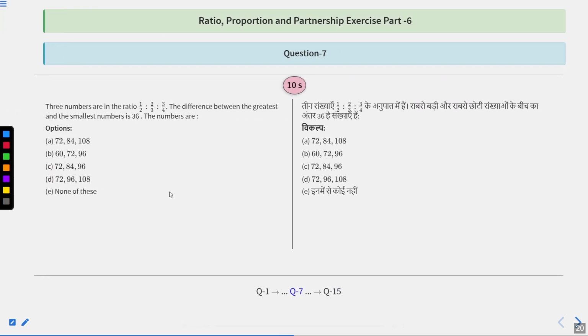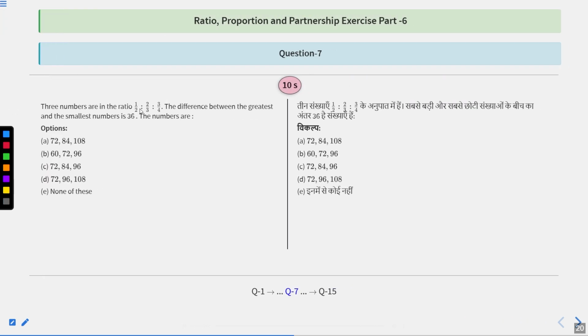Next one. Three numbers are in the ratio 1/2, 2/3, 3/4. The difference between the greatest and the smallest number is 36. The numbers are? You have 5 options and 10 seconds to analyze the question. Your time starts now.